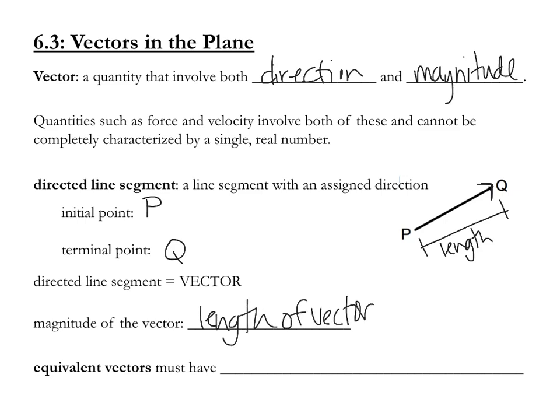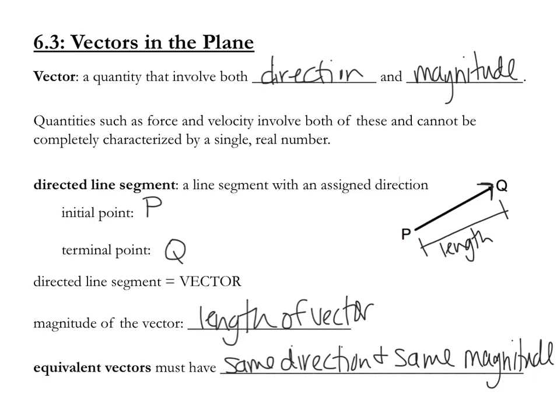And if two vectors are said to be equivalent, that means they have to have the same direction and the same magnitude. So we're going to learn a little bit more about these on the next page.